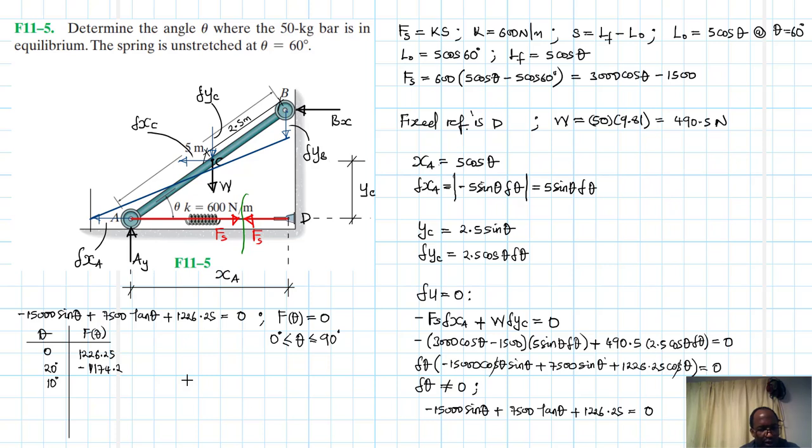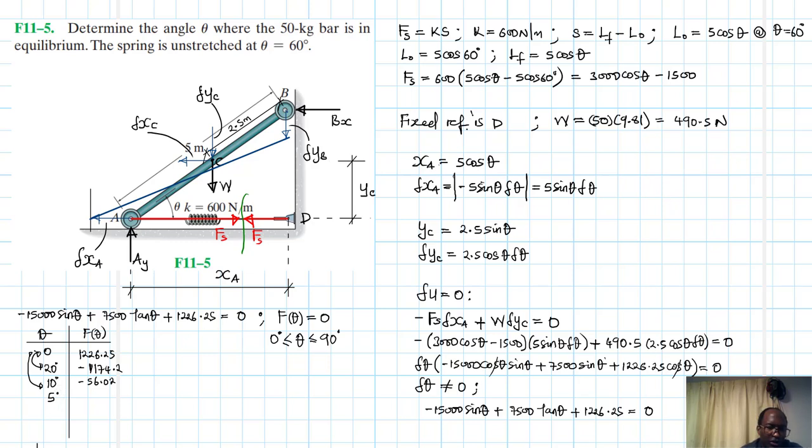So say minus 15,000 sine 10 plus 7,500 tan 10 plus 1226.25. So this gives me a minus 56.02. So of course initially we had to get the average of this. So now we get the average of the smallest values, so far positive and negative, so we get the average of 0 and 10, which is 5.